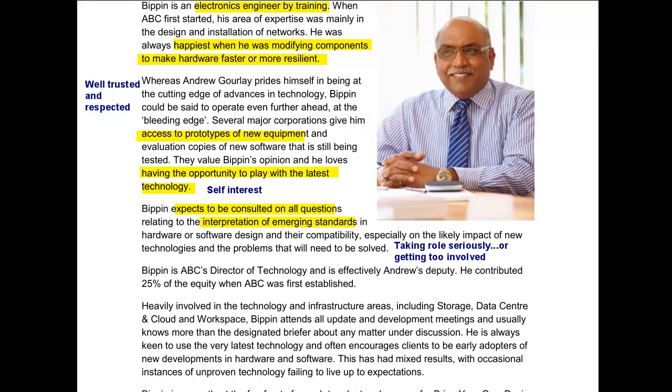Now, he is the director of technology, which ties in with his experience. He is trained in technology. He is trained in the engineering of electronics, so he is qualified for this, and he also has 25% of equity. So this was when it was first established. So this leads us to ask the same questions as it did with Andrew. What is his stake now? If the business has gone public, how much of that has been watered down?